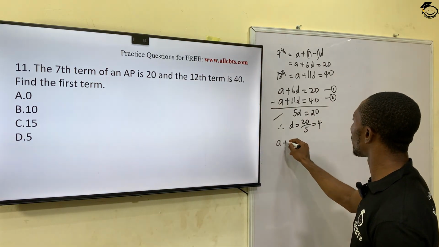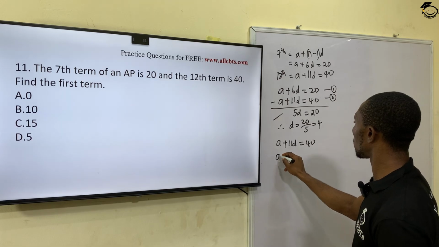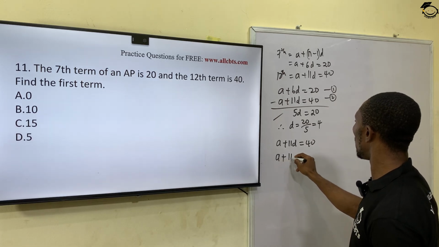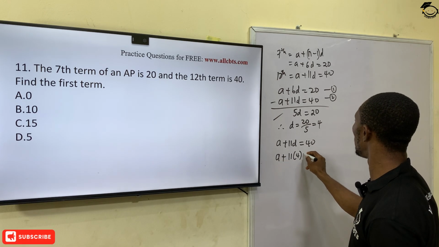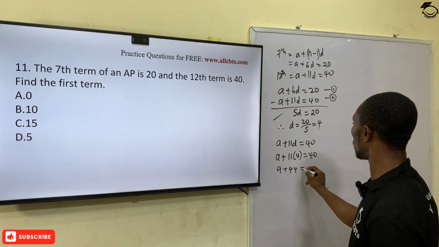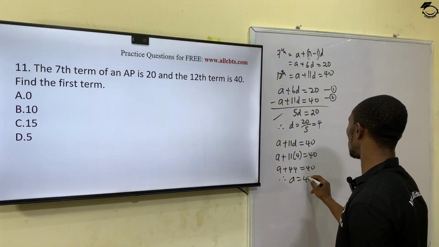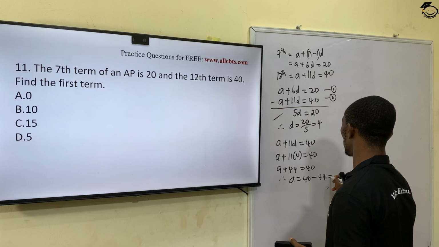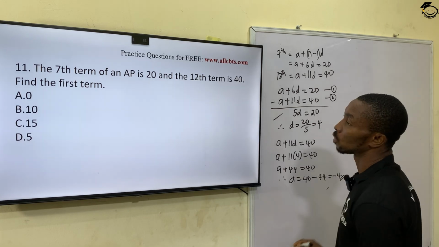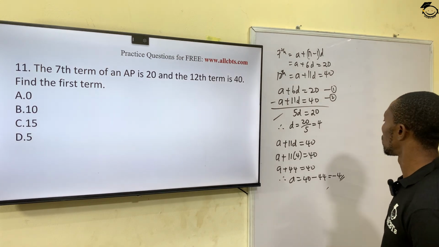Now, A plus 11d equals 40. This becomes A plus 11 times 4 equals 40. So A plus 44 equals 40. So therefore, A equals 40 minus 44, which gives us minus 4. So the first term of this sequence would be minus 4.